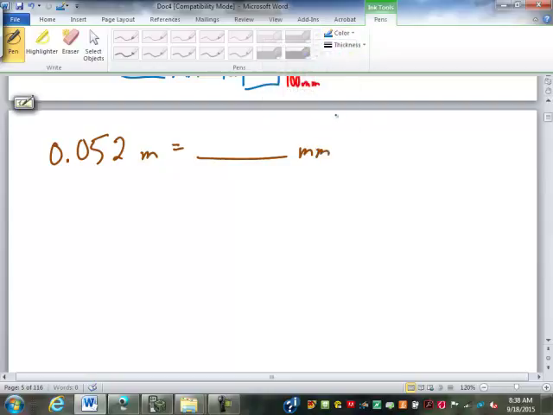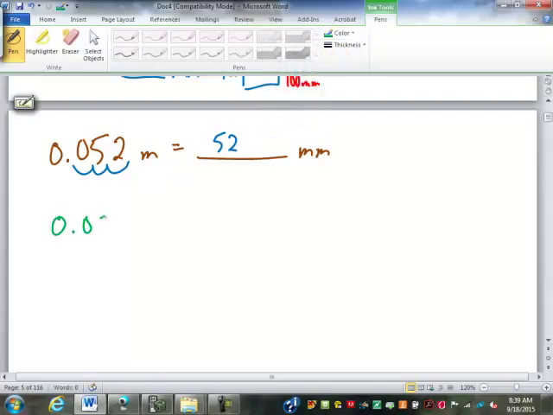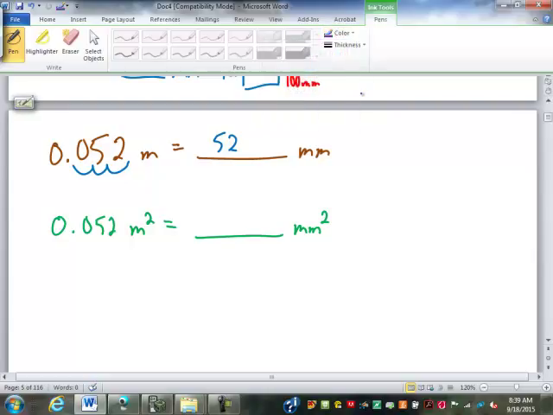0.052 meters into millimeters is 3 spots. Meters to millimeters is 3 spots. That'd be 52 millimeters. But if it is 0.052 meters squared, going into millimeters squared, now 3 spots on the chart is going to be how many decimal places? 6 decimal places. So 1, 2, 3, 4, 5, 6. I got to add 3 zeros. That's going to be 52,000 millimeters squared.